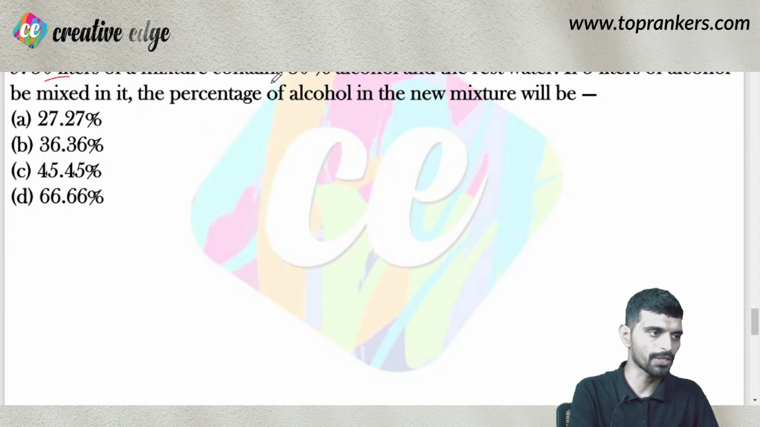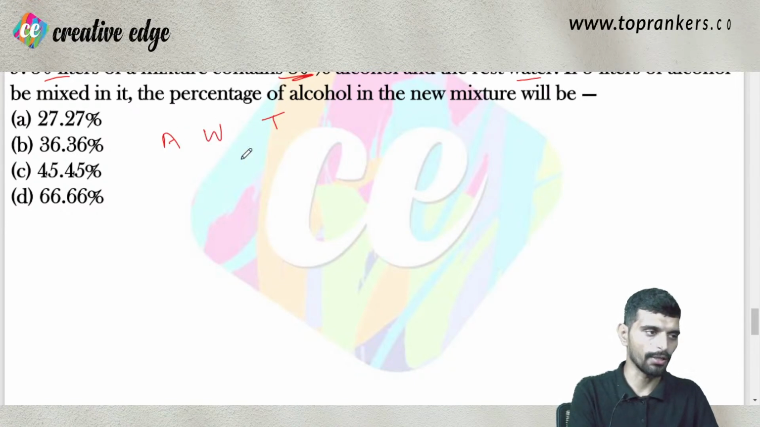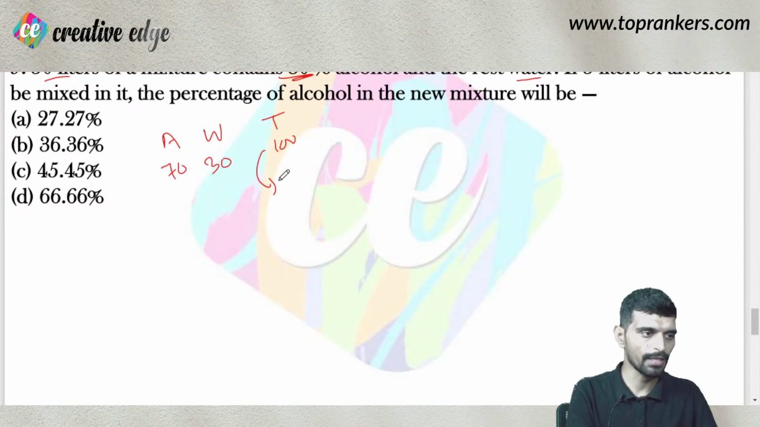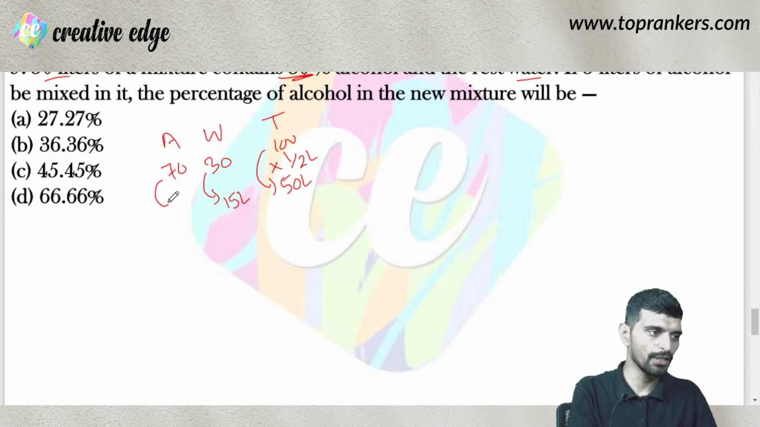50 liters of mixture contains 30% alcohol and the rest water. So, alcohol, water, total. Water content is 30%. In a total of 100%, the content of alcohol will be 70%, and this is equal to 50 liters. So the multiplier is 1 by 2 liters. So the content of water is 15 liters, and the content of alcohol is 35 liters in the original mixture.